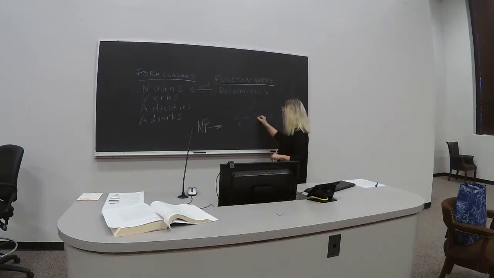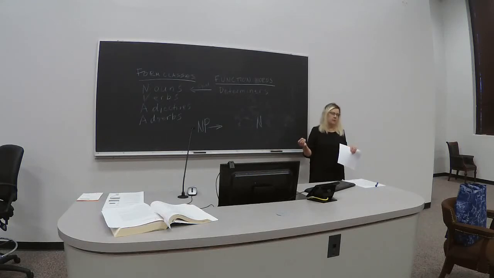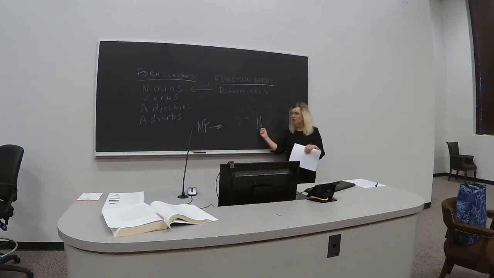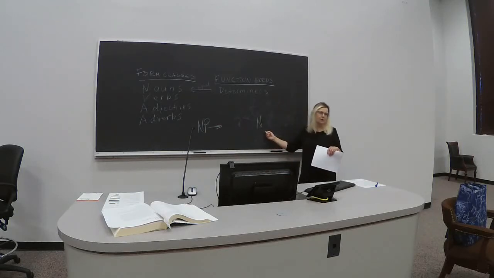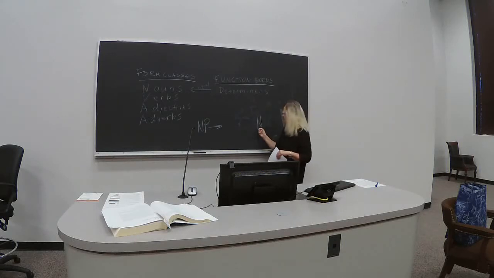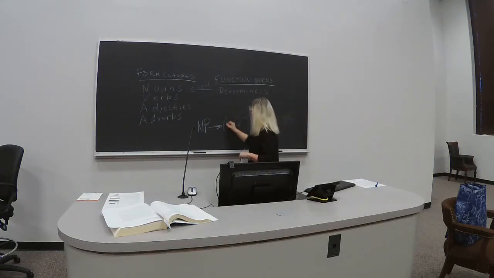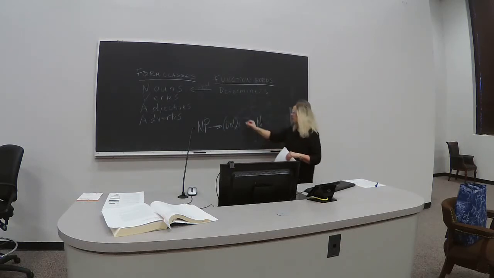So phrases get their names by the most important word in that phrase, and that's called the head of the phrase. So the noun is the head of the noun phrase. A noun phrase is called a noun phrase because its most important word, its head, is a noun. So the noun phrase must have a noun. It can have a determiner, and we did some of this already. And it can also have an adjective coming between the determiner and the noun, or multiple adjectives, actually.